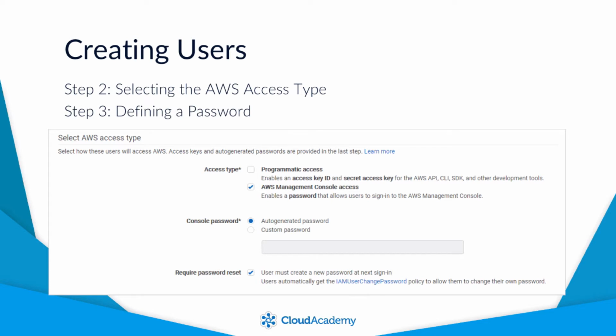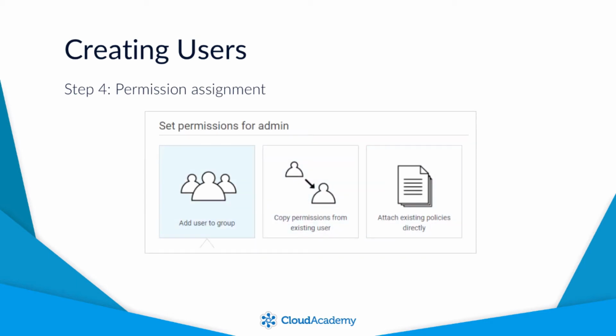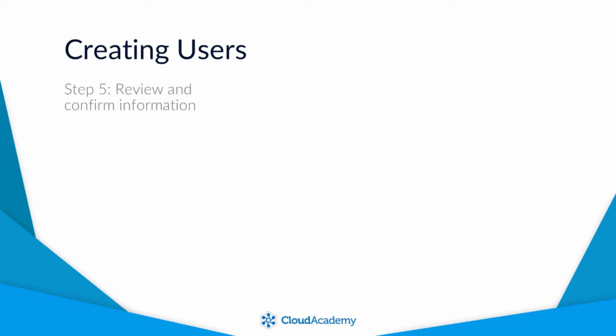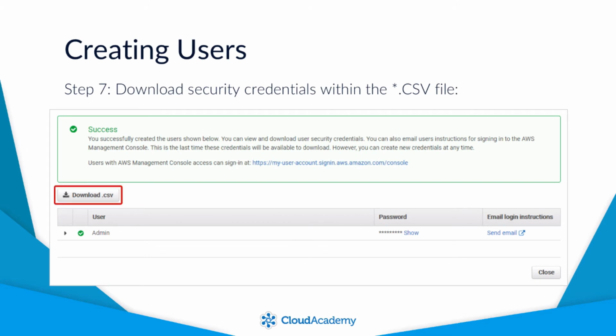You'll then need to define a password if AWS Management Console access was requested. Then permission assignment through the use of policies attached to the user itself or inherited from a group that the user can be assigned to. And you'll then need to review and confirm the information. After this point, the creation of the user will take place. Then you can download the security credentials within a CSV file that will contain the username, keys required for programmatic access, and the console login link, etc. These details can also be emailed to the new user using the send email link.